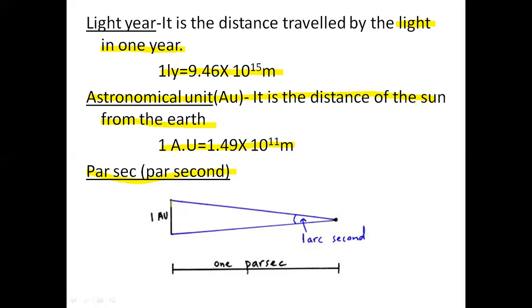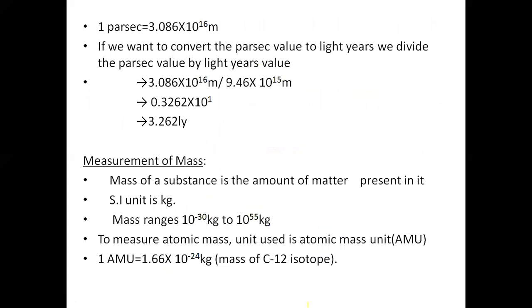See the diagram here. This distance is 1 AU. The angle made here is called 1 parsec, and the vertical line gives 1 parsec. These are the different units which I'm not going to drag out so much. So 1 parsec is another unit, and 1 parsec is equal to 3.086 into 10 raised to 16 meter.